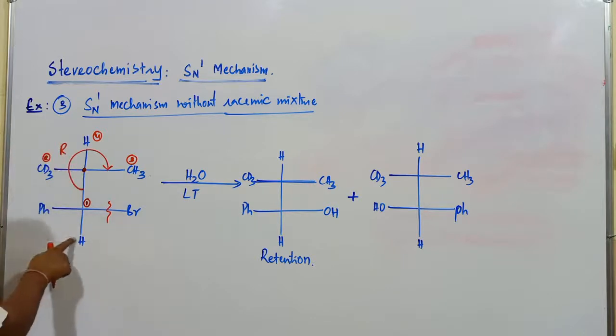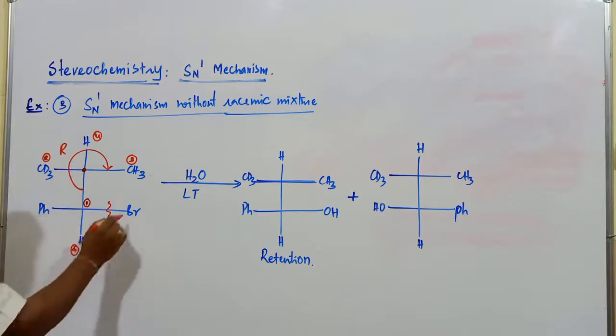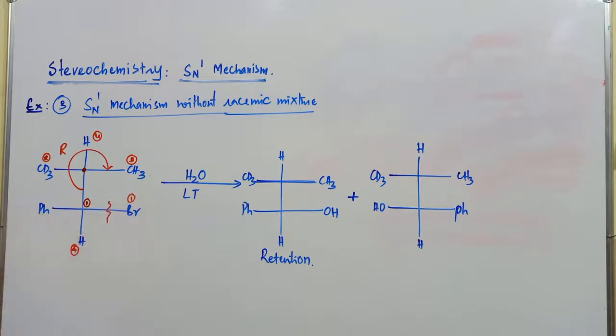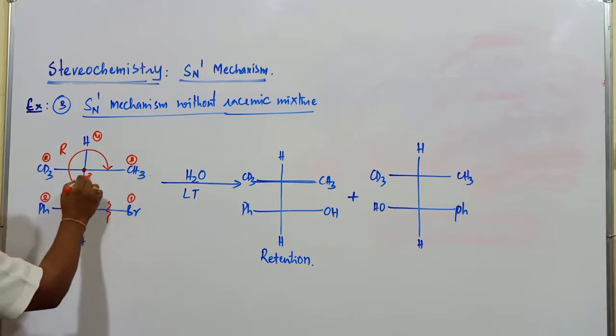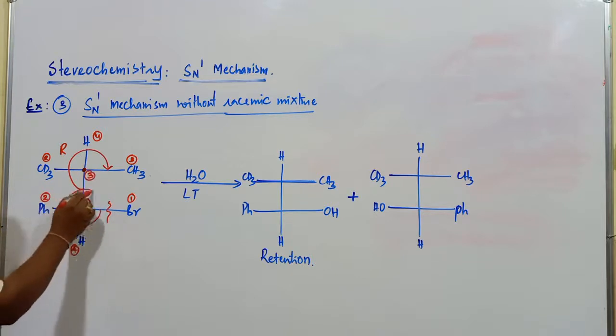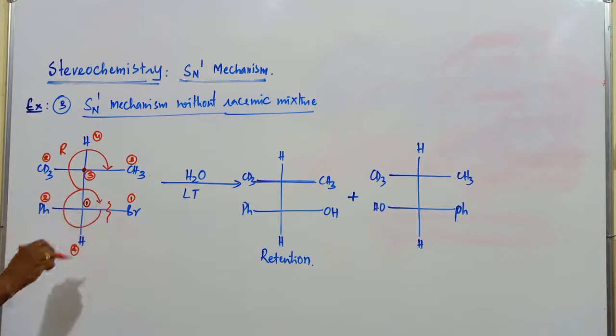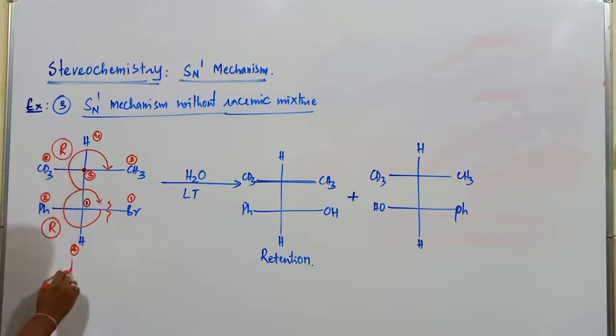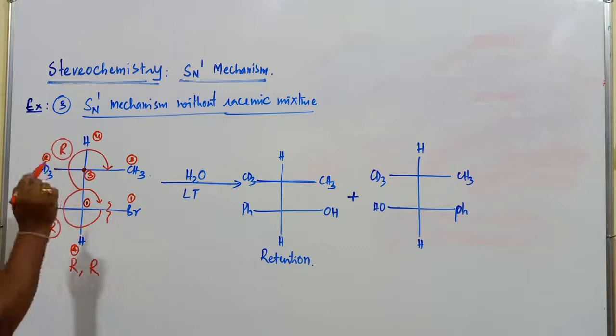Now here, hydrogen is of lowest priority. First priority goes to the bromine atom. Second priority goes to the carbon with more carbon atoms attached, and this will be the third priority. Now the movement takes place in this direction. If it is in the same clockwise direction, 1, 2, 3, it is also commonly called R configuration. Both the carbon atoms have R and R configuration.